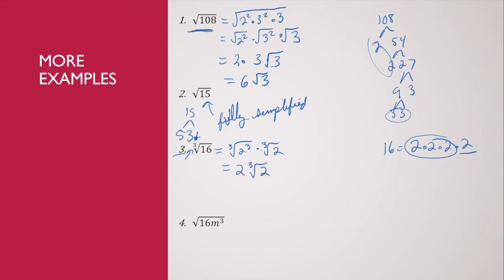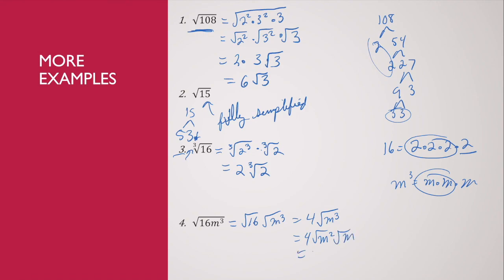Next I have the square root of 16m cubed. Well, let's pull that apart a little bit. So the square root of 16 times the square root of m cubed. The square root of 16 is 4. So I have 4 square root of m cubed. m cubed is m times m times m. I'm taking the square root, so I collect the squares. So I have 4 square root of m squared times the square root of m. So that would give me 4m square root of m as our fully simplified version.